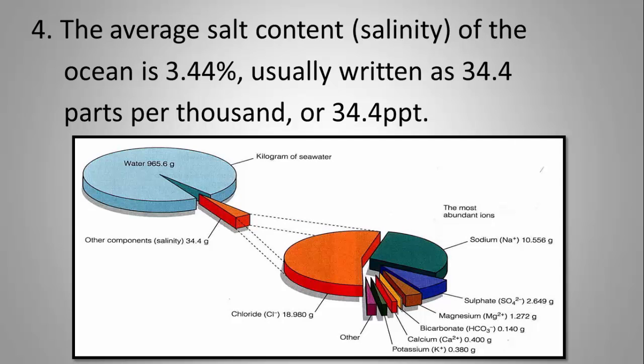With regard to salt content or salinity of the ocean, it's about 3.44% of the ocean. Typically, an oceanographer will refer to that as 34 parts per thousand, or ppt. This diagram to the left shows a kilogram of ocean water, and it's mostly H2O, water molecules, but you do have a wedge there, 34.4 grams of salt, that's the salinity. And then it breaks down that salinity content into the individual salts, the chloride, the sodium, and some of the other salts. We'll talk about this in detail in a later lesson.